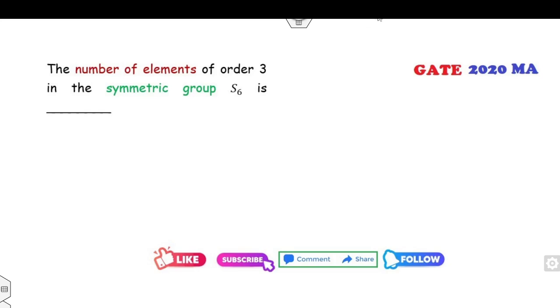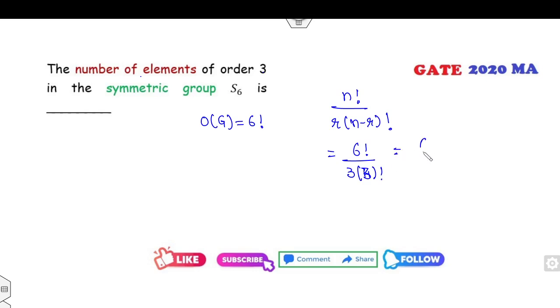The number of elements of order 3 in the symmetric group. So what is the order of the group? It's 6 factorial. Fine. So now again the number of elements of order 3, that is again the same. That will be 6 factorial over 3 times (n minus 3) factorial. So that will be 6, 5, 4 over 3. So that will be 40, which is again the right answer of this problem.